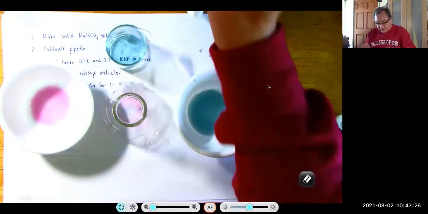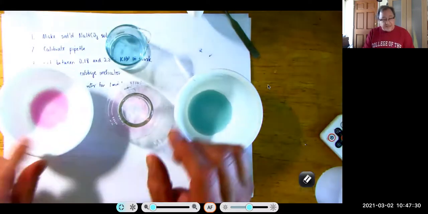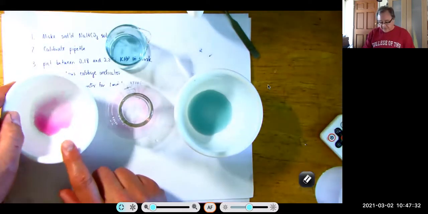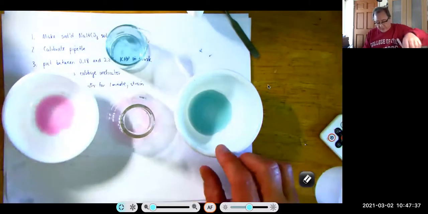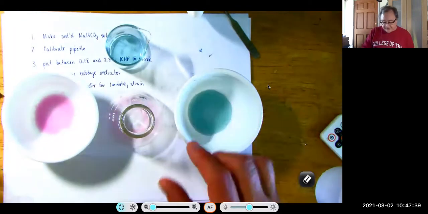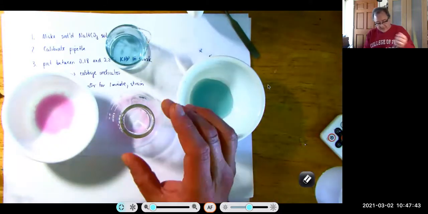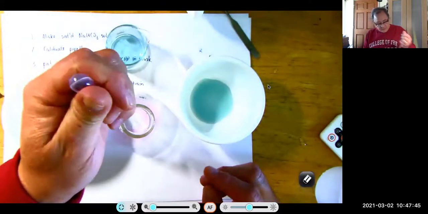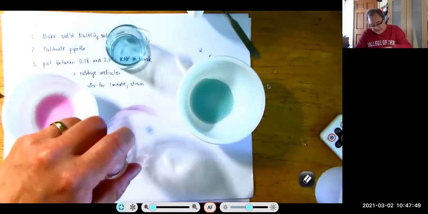And you can see that this turns the same color pink as the solution with potassium hydrogen phthalate, which is over here. And now what you're going to do is titrate this to an endpoint so that the color matches this or this. So I'm going to go ahead and add. Remember, you want to count the drops.